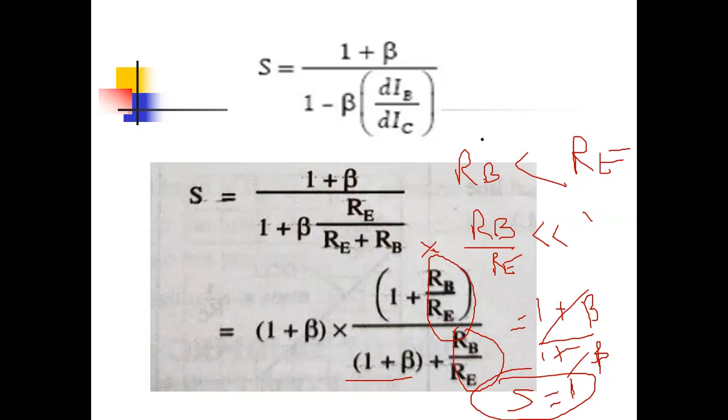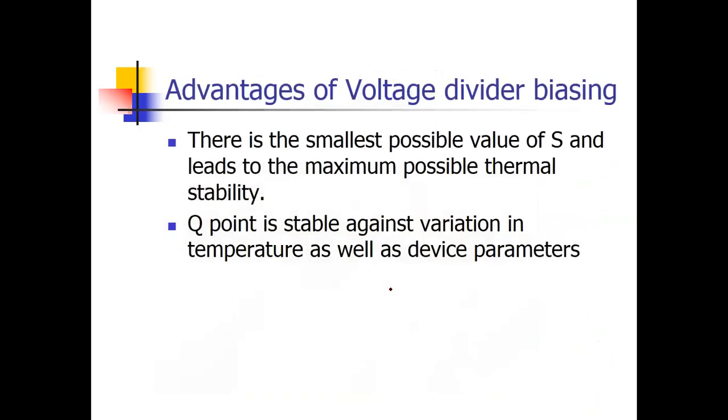Understood? Again listen, the value of RB is always less than RE because RB is a parallel combination of RB1 parallel RB2. Hence, this term will be ignorable. Now, in the numerator only 1. And 1 plus beta is very much higher than this term, so this term is also ignorable. After this, 1 plus beta cancels out. The stability factor is 1. So, that is the advantage of voltage divider bias.